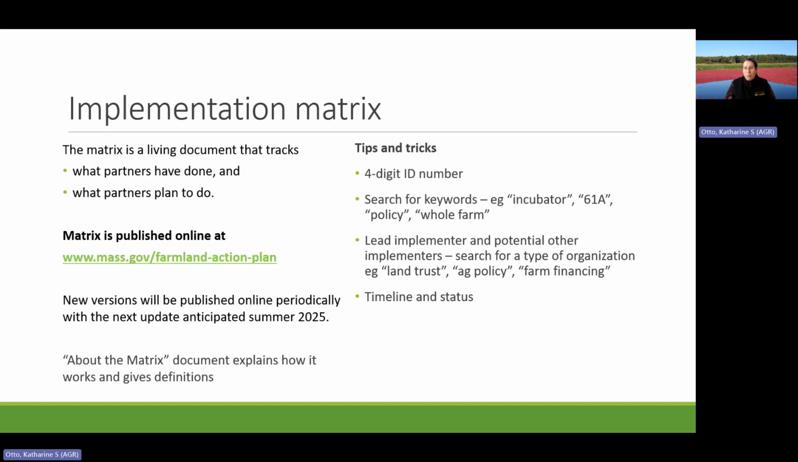Look for keywords. The way the matrix is set up is that we've designed it so that there are keywords in key places, so that if you know I want to look at this particular topic, you can type in that word and you'll find everything to do with that topic, regardless of whether the statement for the task actually includes those words. There's also information about who might be implementing those items. So look out for the function of those organizations. Are they a land trust type organization, or do they work with ag policy or things like that?